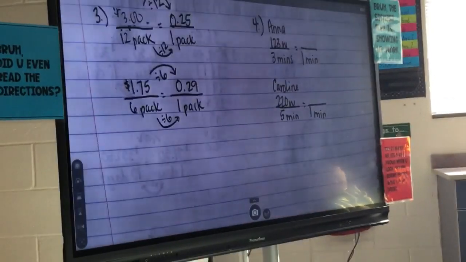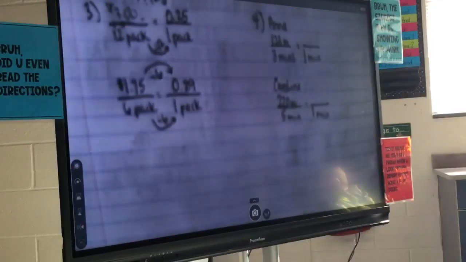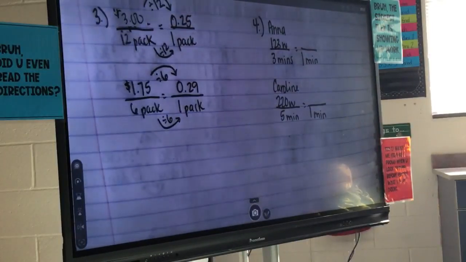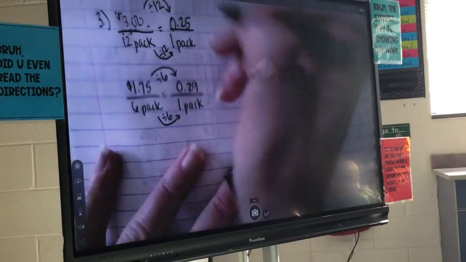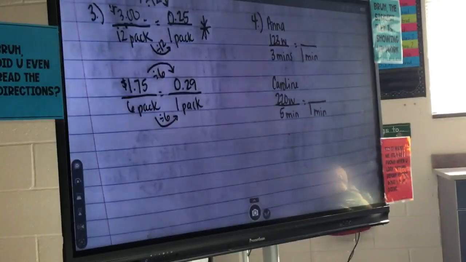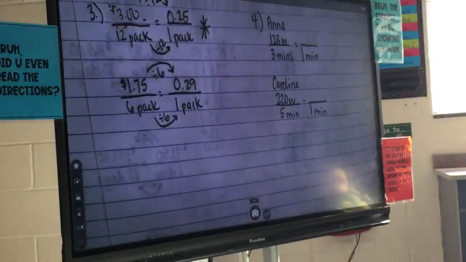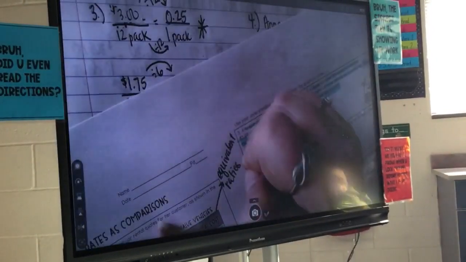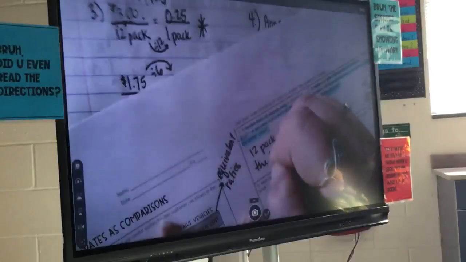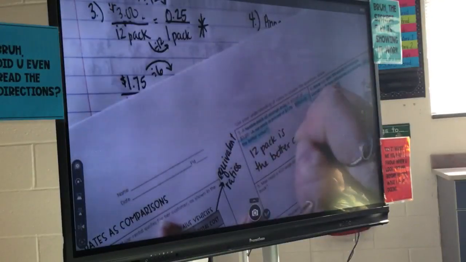Okay, so which one is the better deal? 25 cents or 29 cents? Right, so this one is the better deal because it's cheaper. You're looking for whatever is cheaper. So on your piece of paper, you just write 12-pack is the better deal.